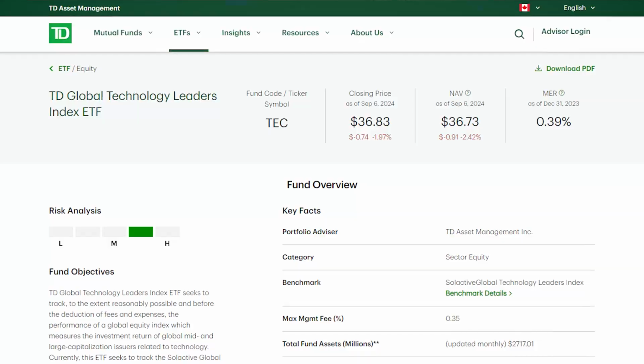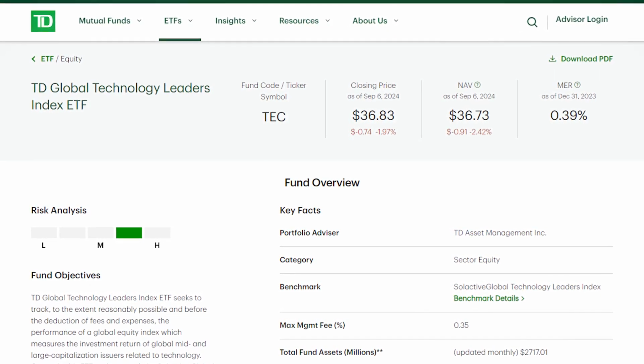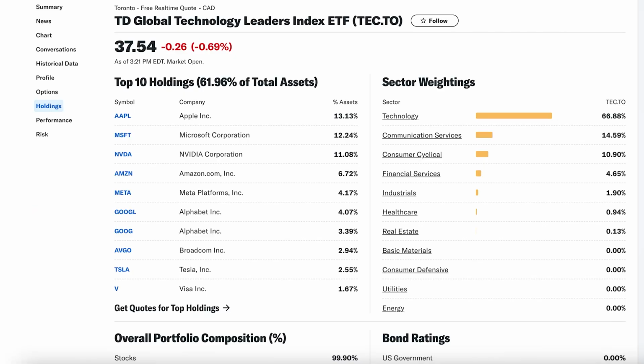However, if you prefer greater exposure to tech, there's another ETF I want to note here. It is called TECH from TD, the Global Technology Leaders Index ETF. It is heavier on technology. Almost two-thirds of it is technology companies, compared to only 50% for ZNQ or SCHG. That means higher volatility, because technology companies tend to be more volatile than anything else. They're gonna be growing faster, but they're gonna be falling faster as well.